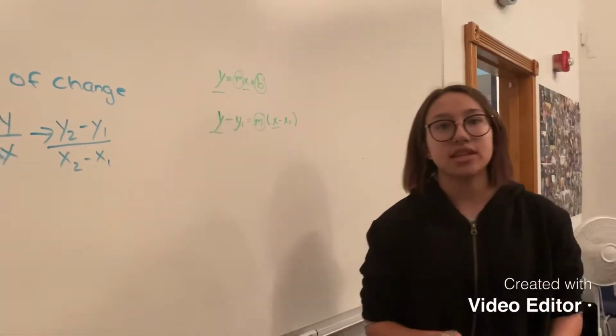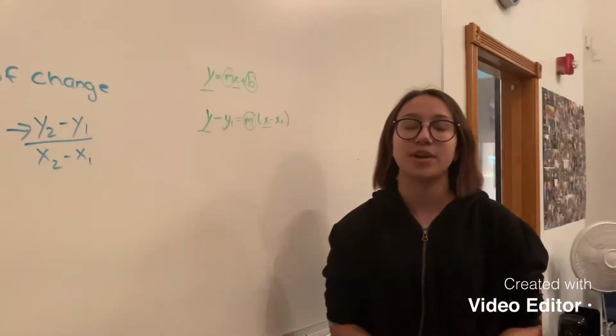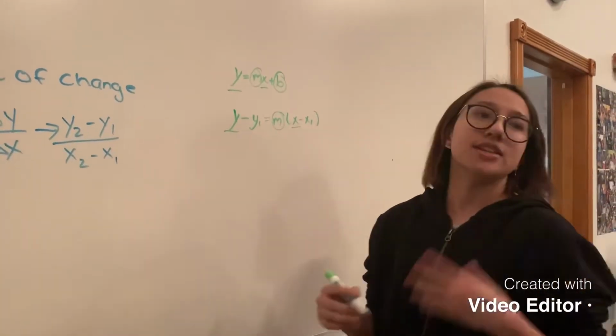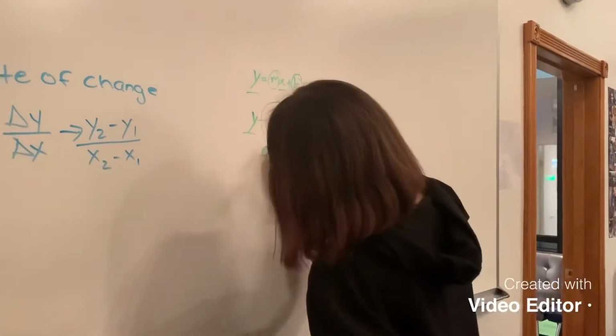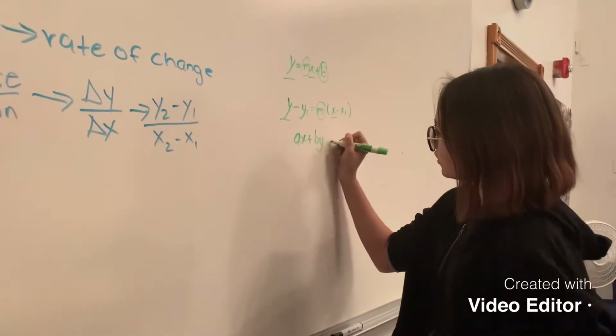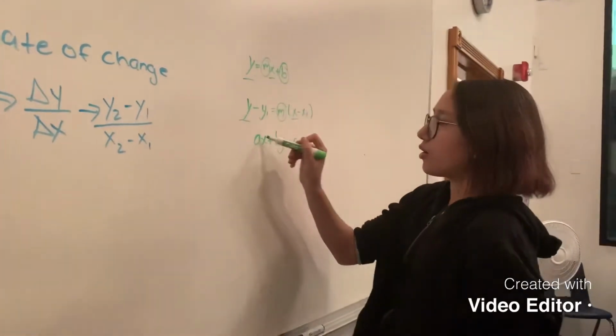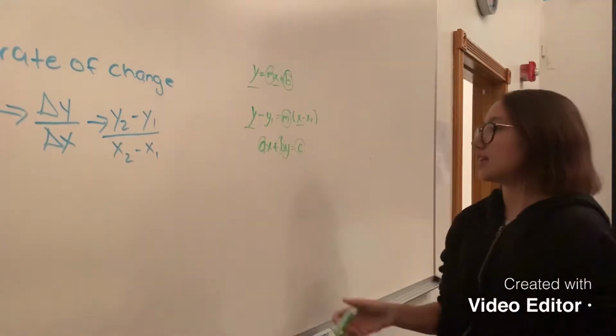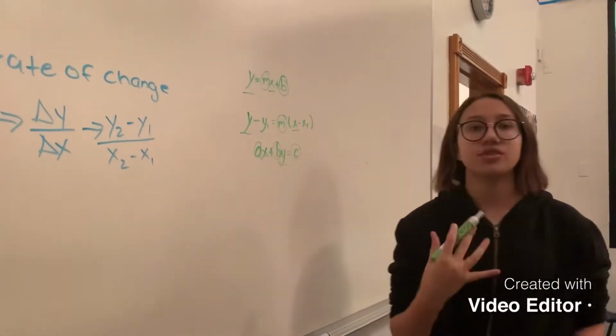Then you get into the more neatly written and more wanted form, which is standard form. It's ax plus by equals c. So a, b, and c are your integers, and then x and y are still your variables.